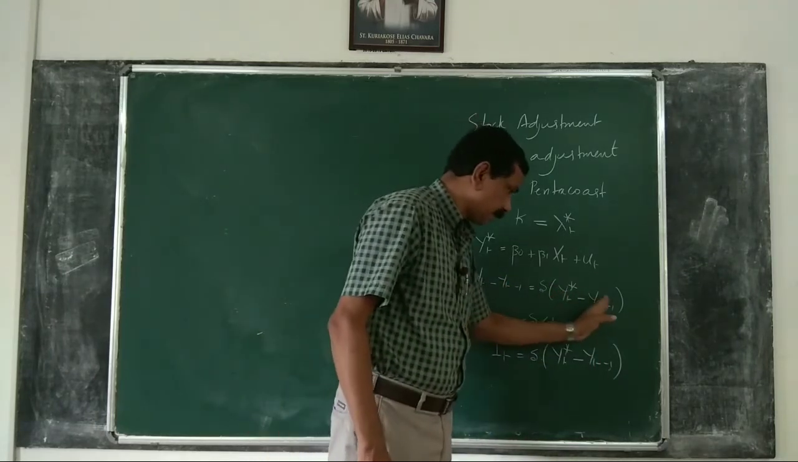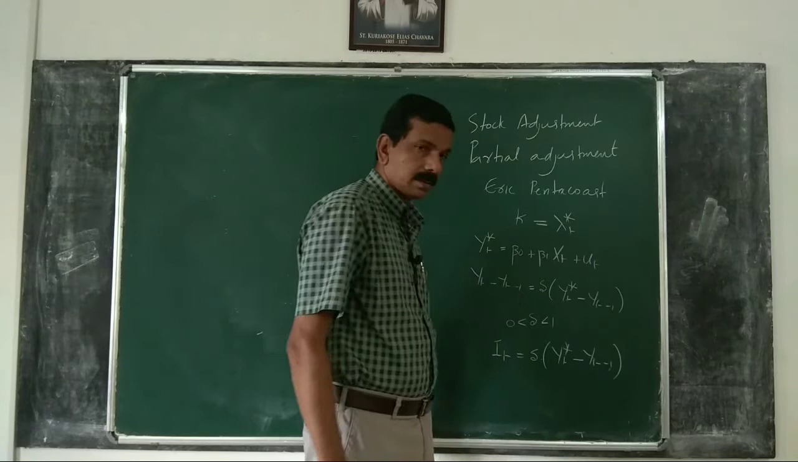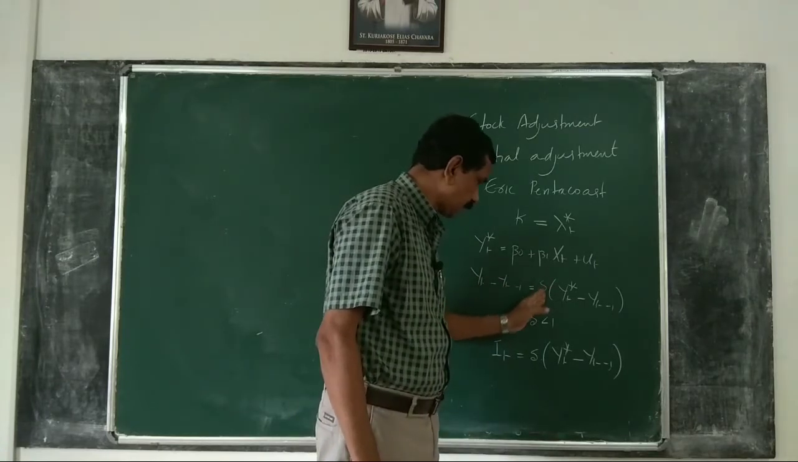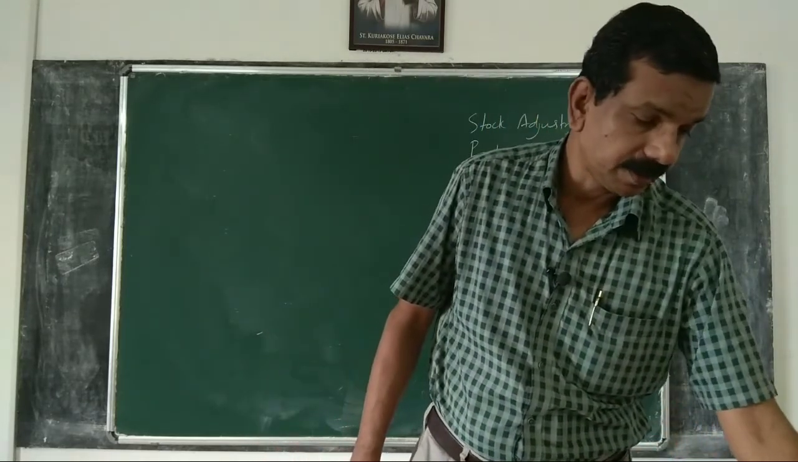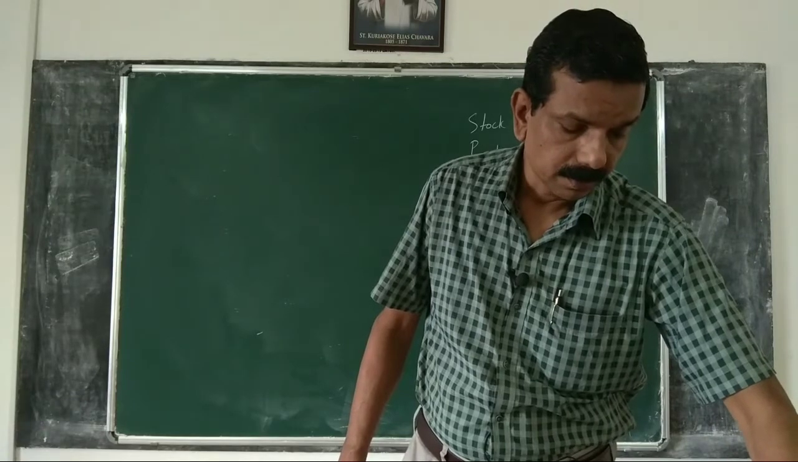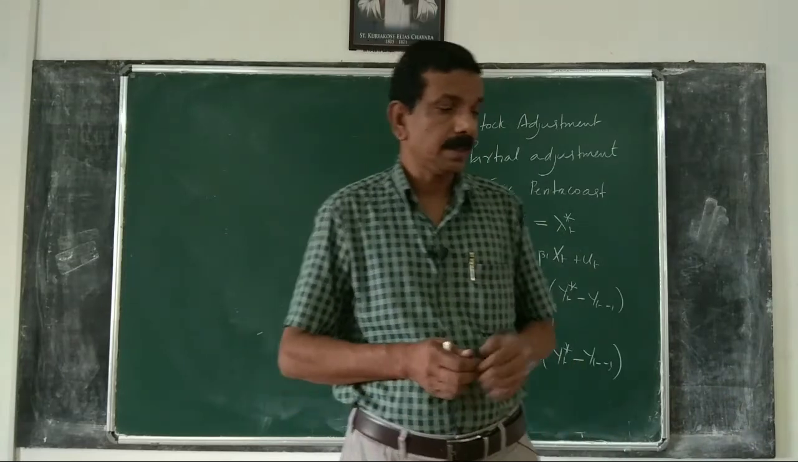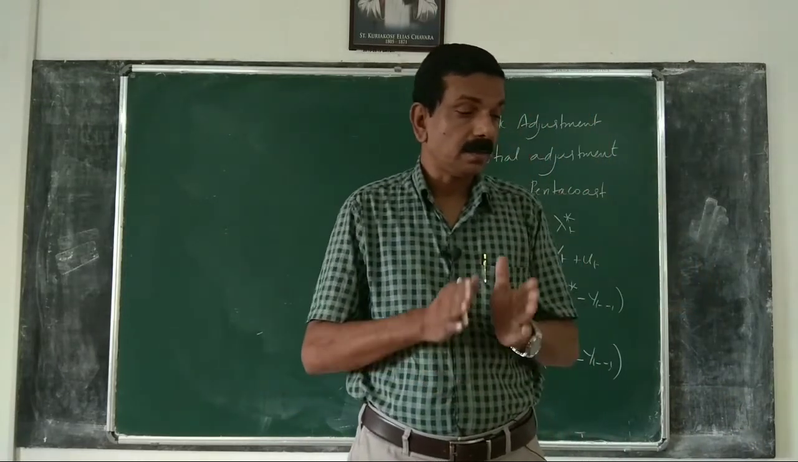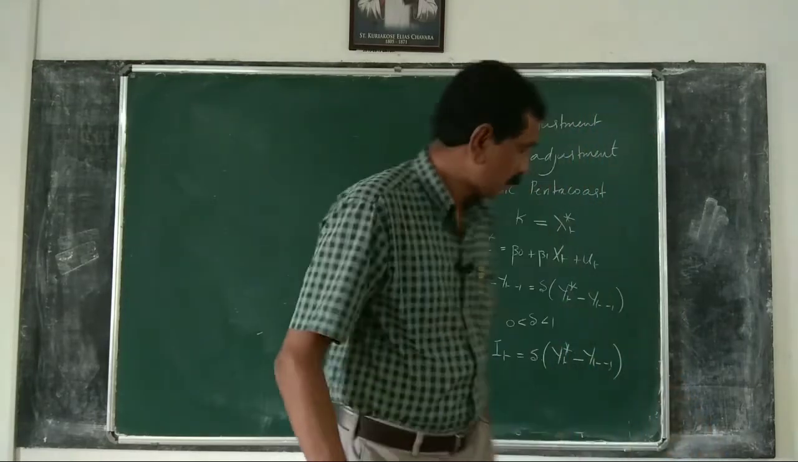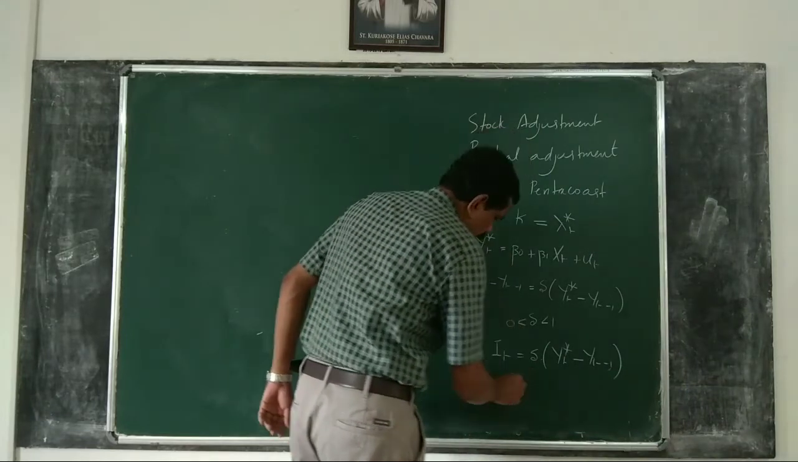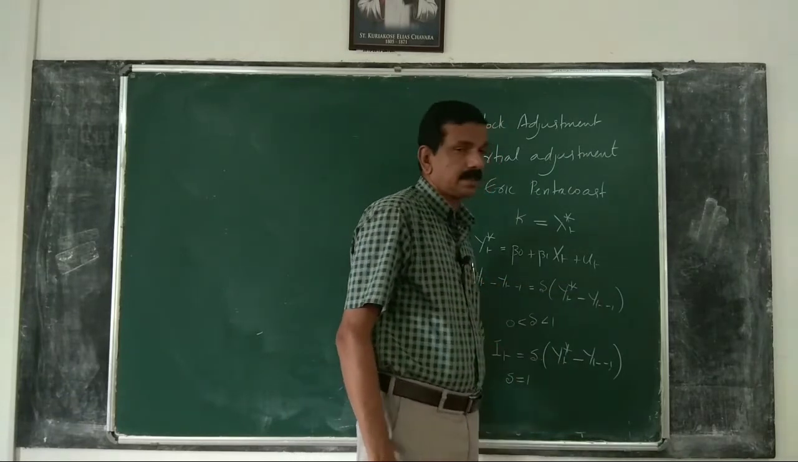And this is the desired change, Y star t minus Y t minus 1. And this is the actual change. The actual change is only a fraction delta of the desired change. So this model says that the actual change in capital stock in any time period is only a fraction delta of the desired change in capital stock. If delta is equal to 1, for example, actual change is equal to desired change.